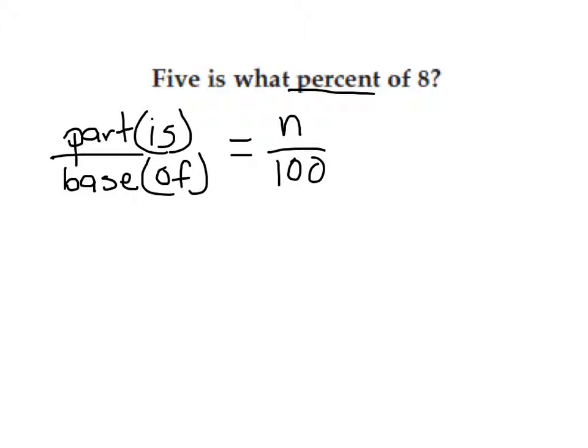All right, I want to go over two key terms. First is the word is, and that's associated with the part. The other key word is of, and that's associated with the base. That's going to help us to put the numbers that are given to us in their proper place. So let's look at 5. 5 is. So I know that 5 is part of is, so it goes on top.